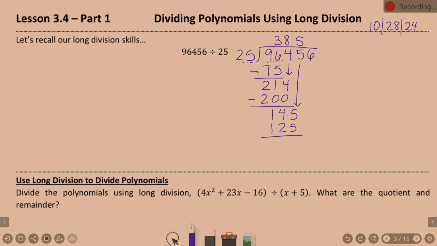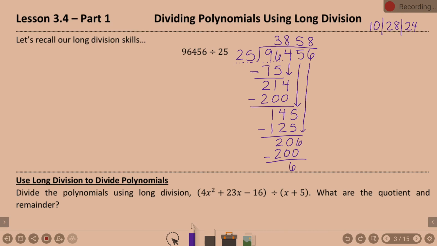And then we're going to subtract. 145 minus 125 is 20. And then bring down the 6. How many 25s in 206? That is 8. 8 times 25 is 200. And then I'm going to subtract. Now, we're not going into decimals.